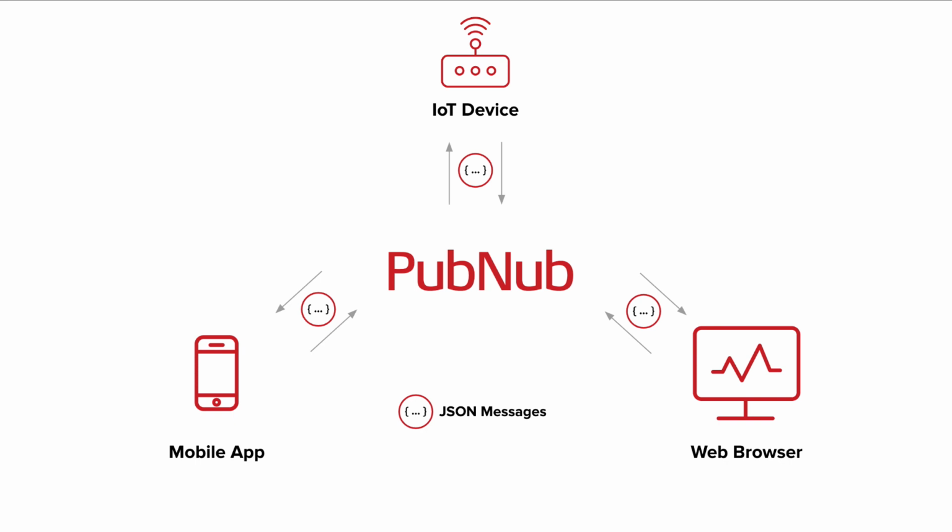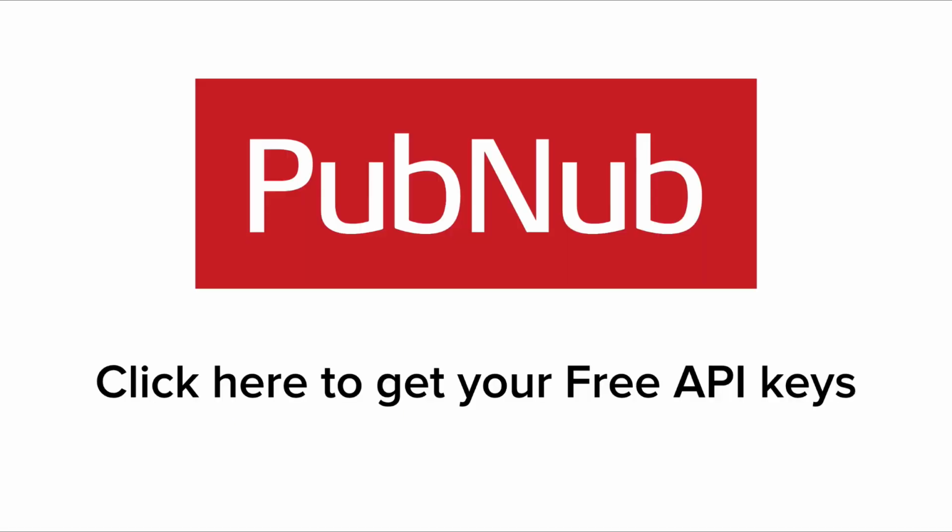PubNub delivers data in generally around 80 milliseconds, so it's fast. And it makes sure that the data gets delivered to the right devices, whether it's one-to-one, one-to-many, or many-to-many. It auto-scales to any load, all the good stuff. I can get my free account API keys at dashboard.pubnub.com and start up two client programs.